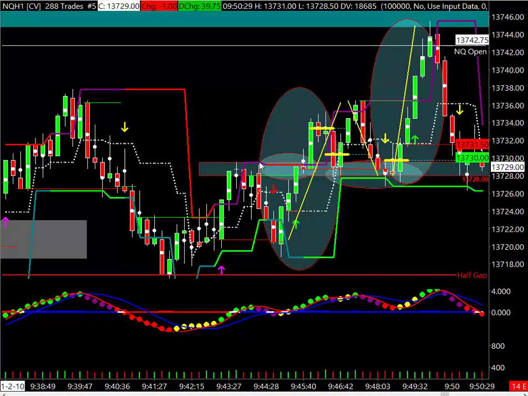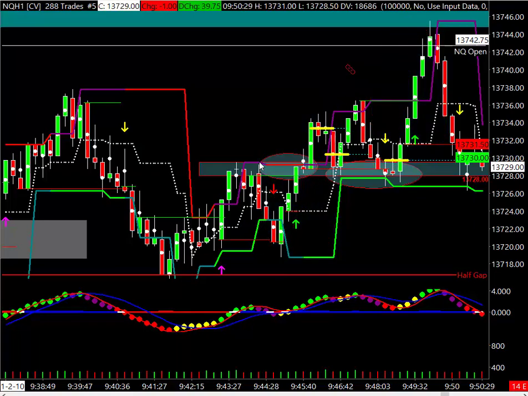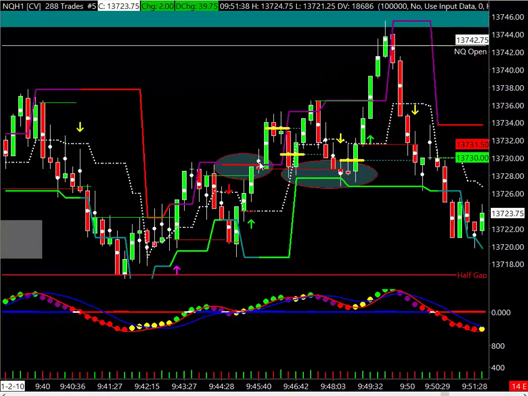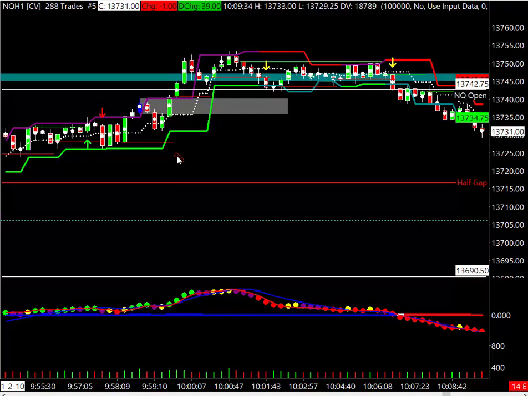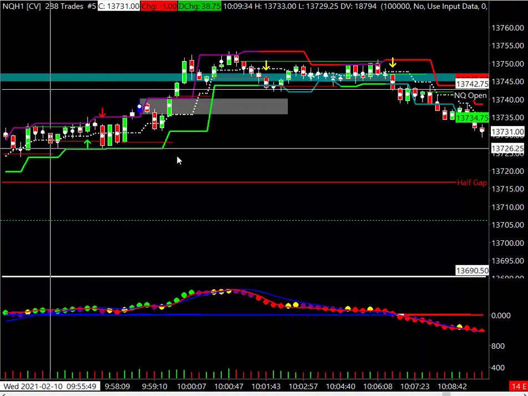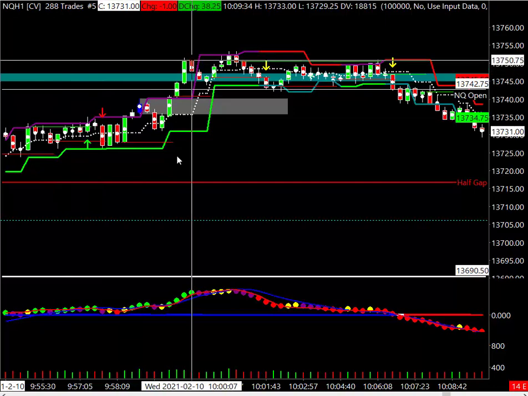All right, so now at this point, let me clean the camera and get to the next setup. Okay, here's the next setup in the same time frame. Let me get the cursor over here. We were talking about this move up.